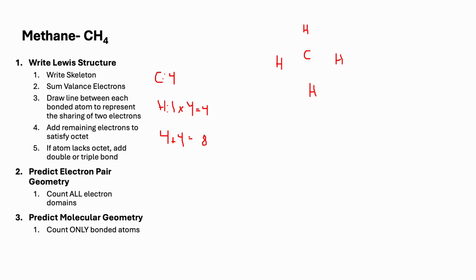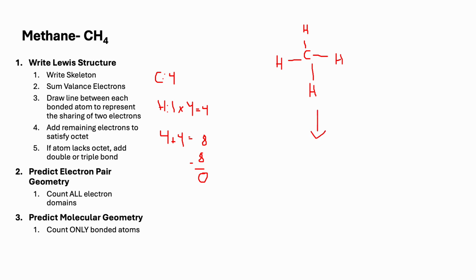We are now going to do step 3, and we're going to draw a line between each bonded atom to represent the sharing of 2 electrons. So each line represents 2. So that means we just used 8 valence electrons, because if you were to count them all, it would equal 8. And that gets us to a nice tidy sum of 0. So that is your correct Lewis structure for methane.